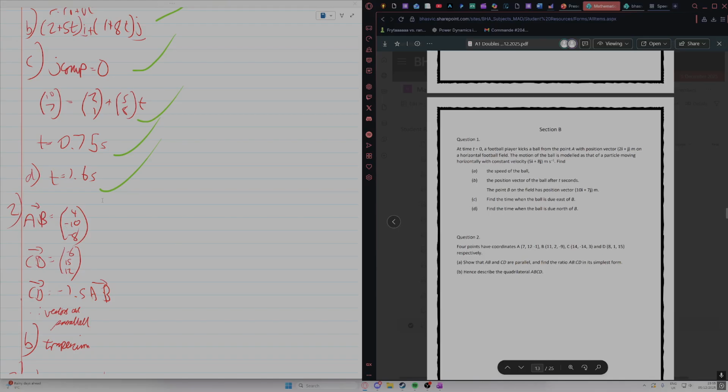Next, you have some more vectors, but this time in 3D. 3D vectors actually tend to be easier because they tend to ask simpler questions because it's in 3D.